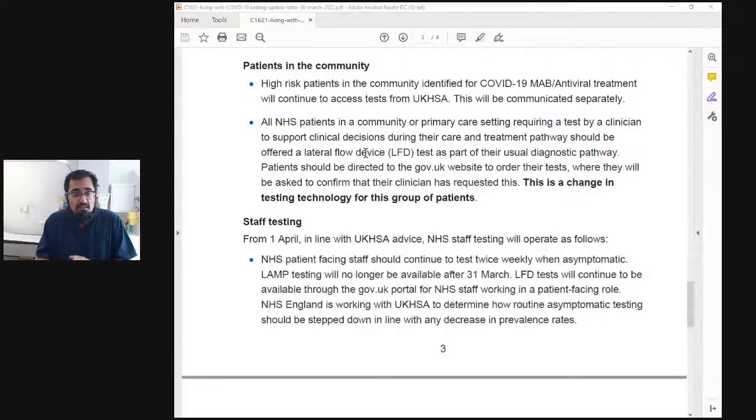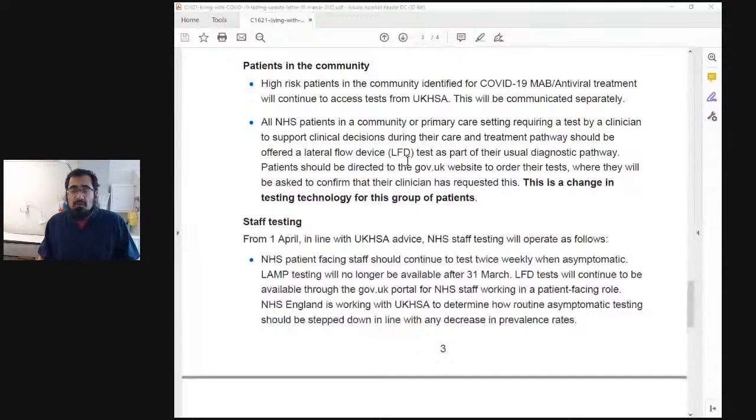However, for patients, and this is the important part that many of you need to be aware of, all NHS patients in the community primary care setting who are required a test by the clinician's advice. So if the GP, practice nurse, somebody says that your patient needs to have a COVID test, that is now going to be an LFD test rather than a PCR test. They should have a mechanism for being able to access that through the websites. However, that is the new route that is going to be moving forward. It is not going to be a PCR test from tomorrow onwards. Really important change there. So important for many people to know.